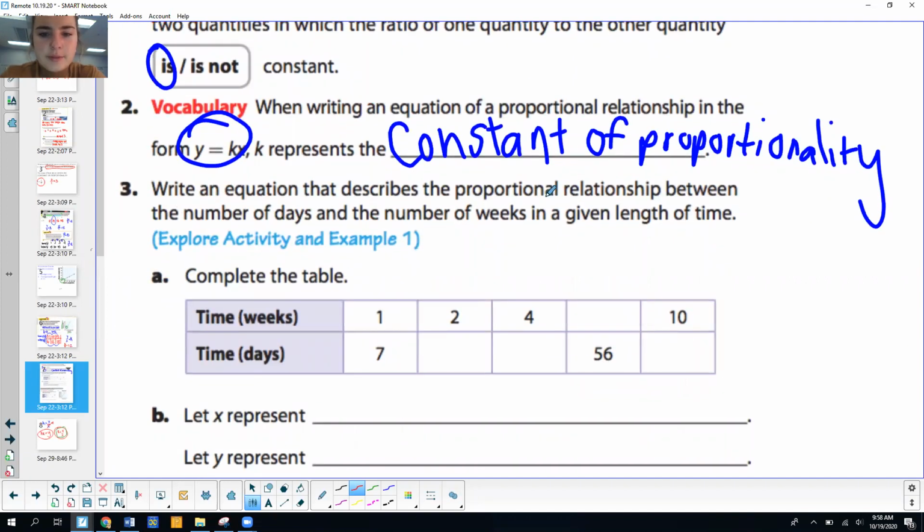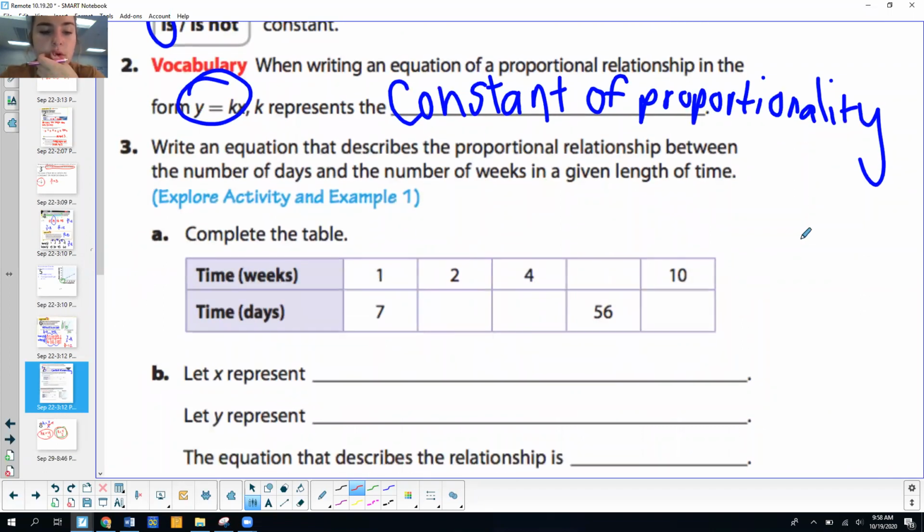Write an equation that describes the proportional relationship between the number of days and the number of weeks in a given length of time. So we're going to complete the table. So this is saying for every 1 week, there are 7 days, which is a known fact. We know that in 1 week, there's 7 days. So in 2 weeks, how many days have gone by? So if for 1 week, there's 7 days, in 2 weeks, there's going to be 14 days. How did I know that? 1 times 7 is 7, 2 times 7 is 14.